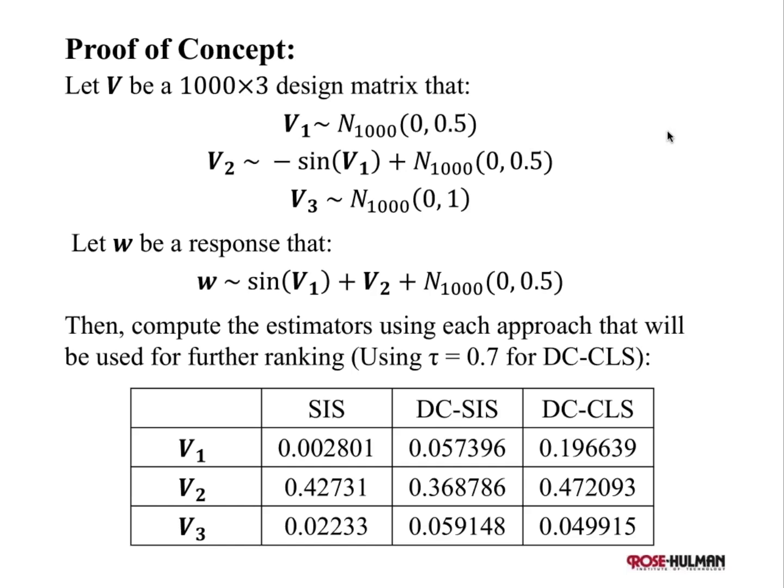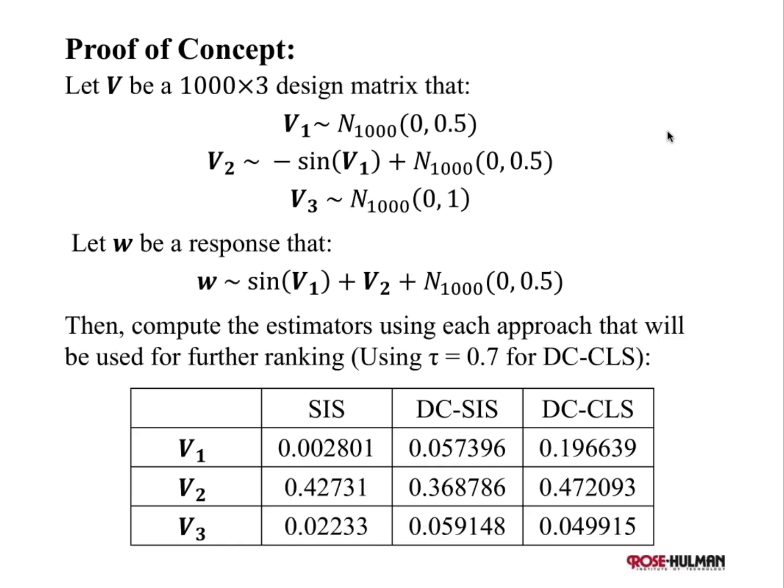So using SIS, we can see that the correlation between the response and the first column is fairly small, close to 0, at 0.002. And the third column actually gets a bigger correlation than the first column. Hence, using SIS here, we will pick up the second and the third column as the important predictors.